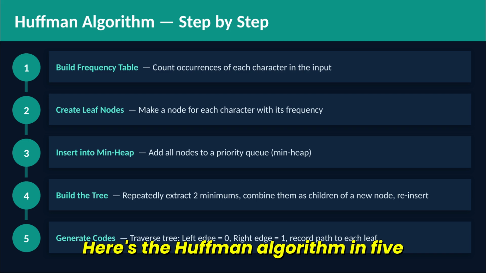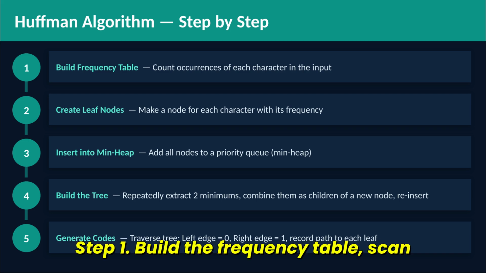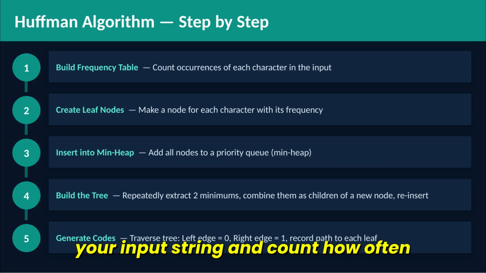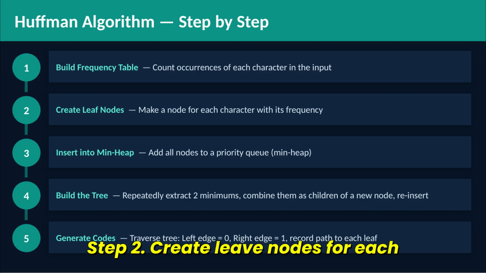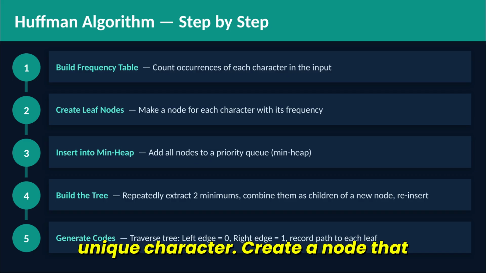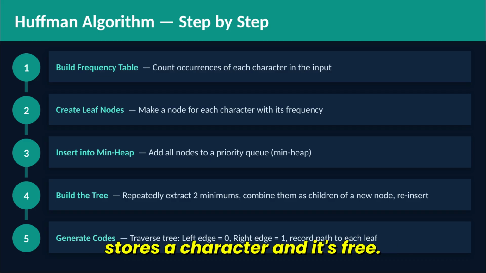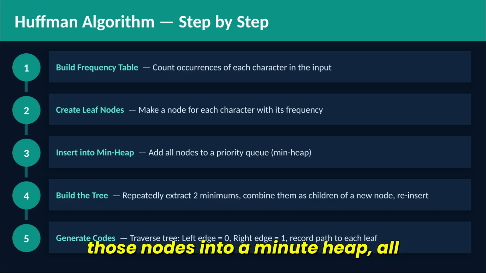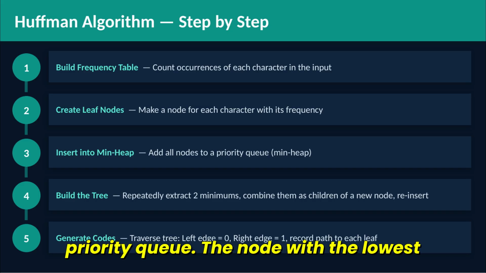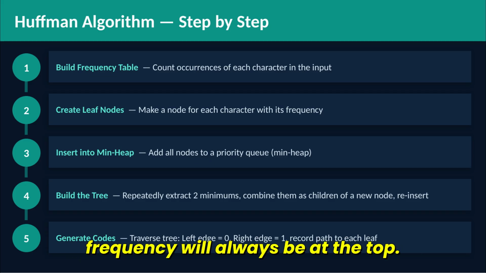Here's the Huffman algorithm in 5 clear steps. Follow along carefully. Step 1. Build the frequency table. Scan your input string and count how often each character appears. Step 2. Create leaf nodes. For each unique character, create a node that stores a character and its frequency. Step 3. Insert into Min-Heap. Put all those nodes into a Min-Heap or priority queue. The node with the lowest frequency will always be at the top.